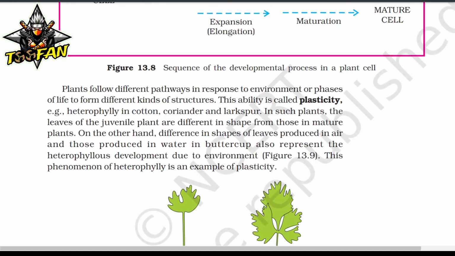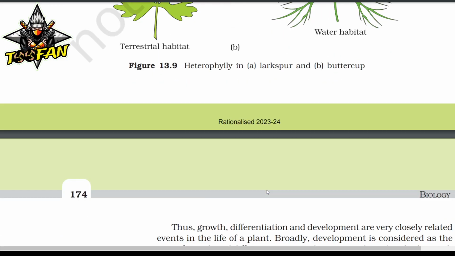Plants follow different pathways in response to environment or phase of life to form different kinds of structures. This ability is called plasticity. Heterophylly in cotton, coriander and larkspur. In such plants, the leaves of the juvenile plants are different in shape from those in mature plants. On the other hand, difference in shapes of the leaves produced in air and those produced in water in buttercup also represents heterophyllous development due to environment. This phenomenon of heterophylly is an example of plasticity.